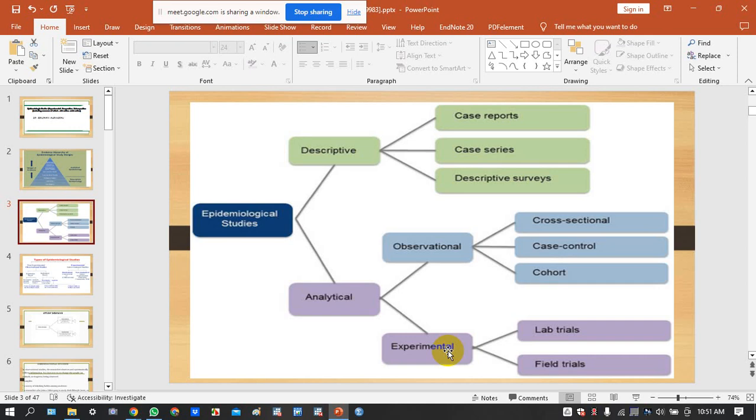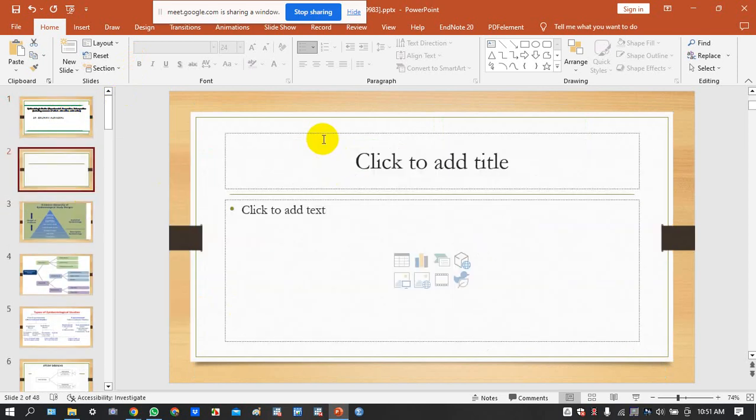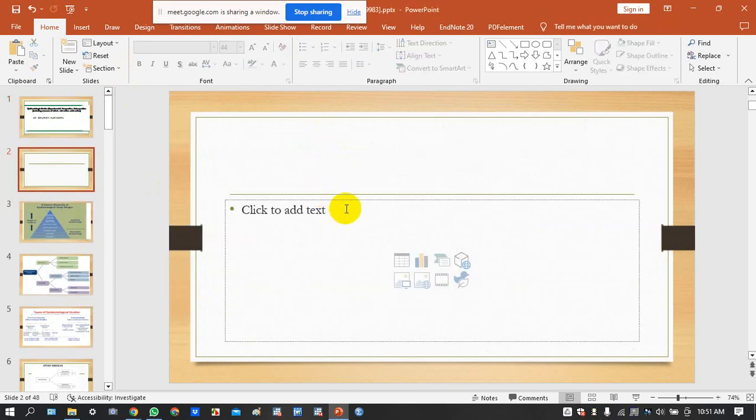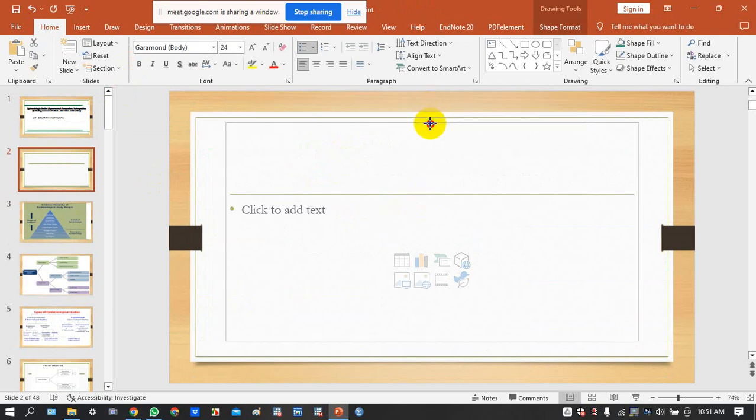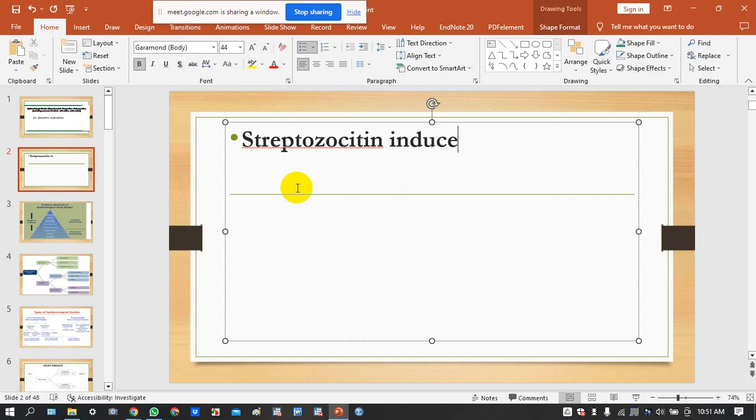There is something we call animal models. So you use animal models for such studies. What happens is that if you have the animal models, you have to induce a condition in them. For instance, if you are working on diabetes, there is something called streptozotocin. My first degree, that's what I did. Streptozotocin induces diabetes.